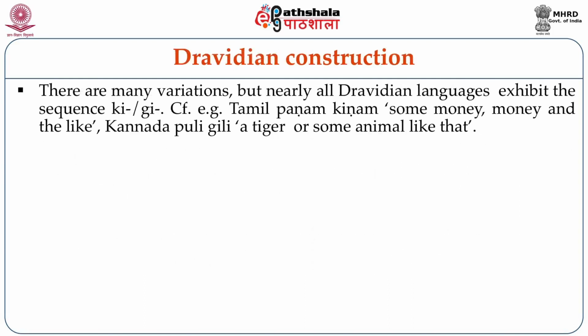There are many variations, but nearly all Dravidian languages exhibit the sequence ki or gi. For example, Tamil, panam, kinam, "money and the like." Kannada, puli, gili, a tiger and some animal like that.